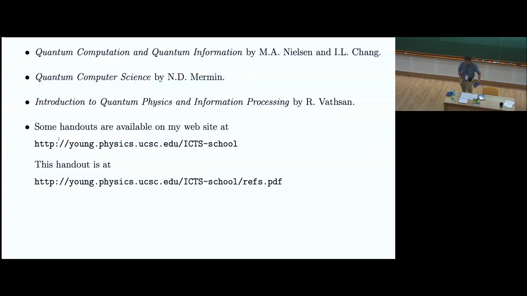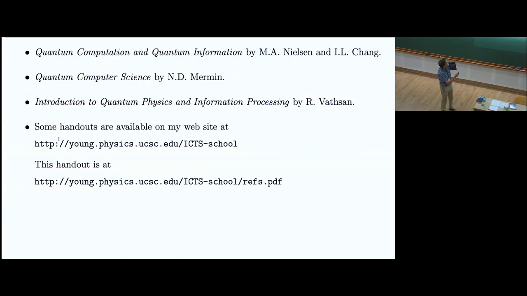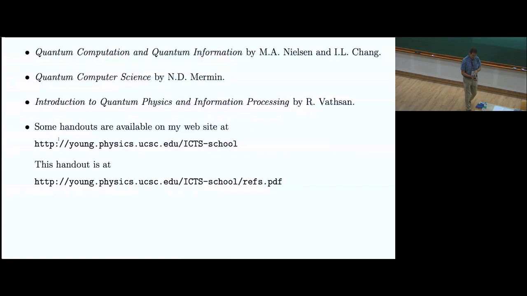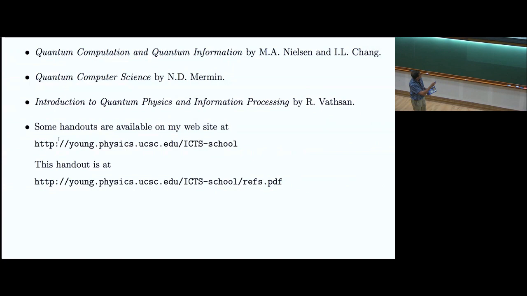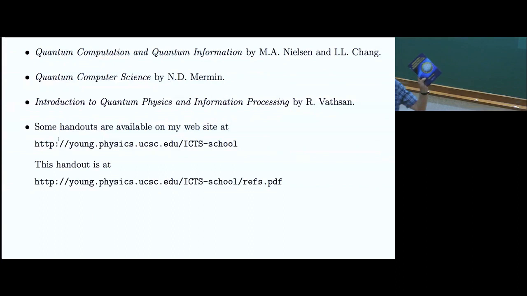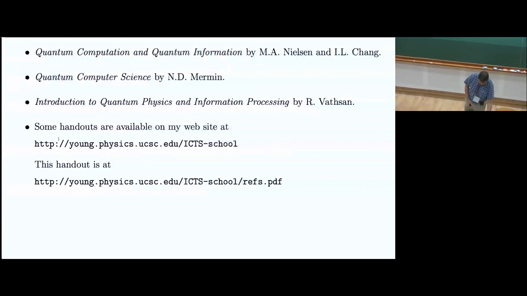A more concise text is Quantum Computer Science by David Mermin. As you can see, it's a much slimmer volume, which is a good thing. Mermin writes in a very characteristic style, which most of the time is very nice and is occasionally irritating. I have to say, this was not an easier read as I was expecting it to be. But it is certainly a concise book, and probably if you wanted to get into this field, this would be the one to go for. I also found it helpful to look at this third book, Introduction to Quantum Physics and Information Processing by Radhika Vathsan, and I found some of the things where I wished Mermin had been a bit clearer are a bit clearer in this book. So these three books were useful material for this course.